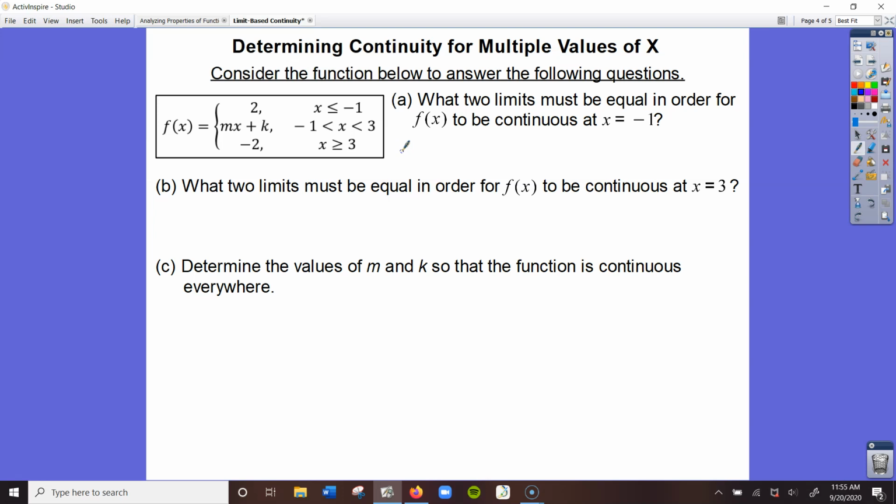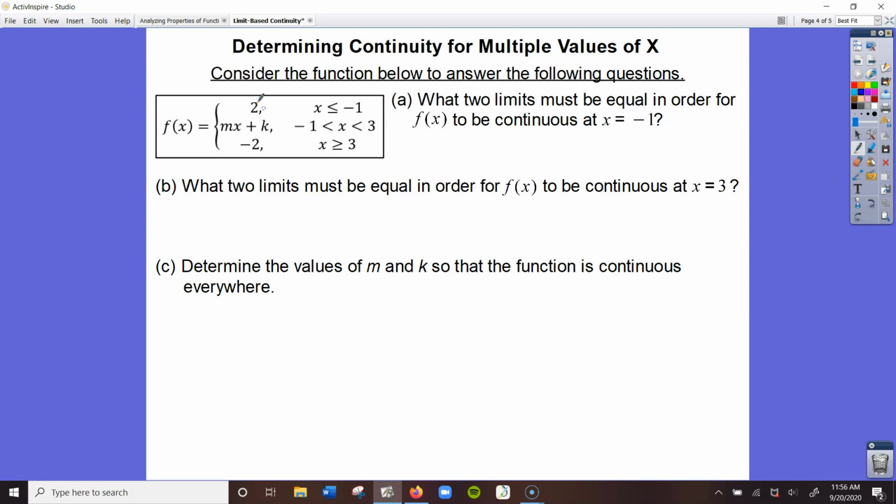In order to do so, we see that all of these x values here are defined somewhere. So we do have defined values. What's most important for these is to make sure that the limits are equal. And that's what's going to guide our answer in the end. So I broke this question down into 3 parts. First, we're going to write down what 2 limits must be equal in order for f of x to be continuous at x is equal to -1.